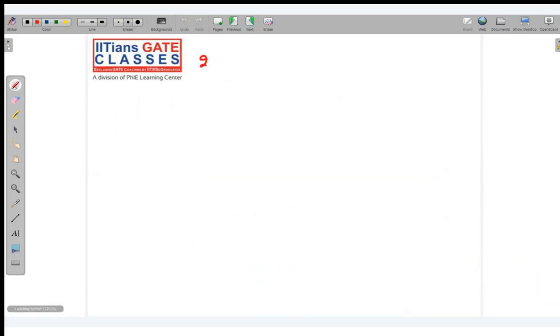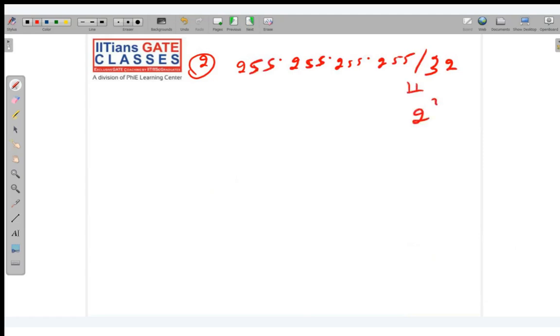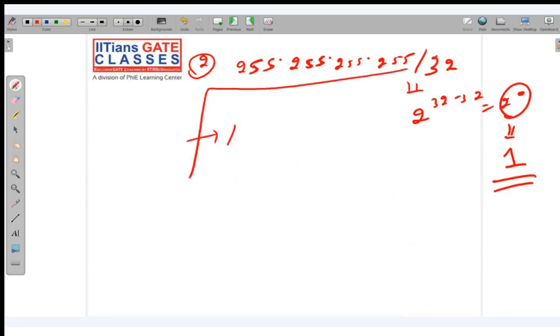The next IP address is 255.255.255.255/32. Again, only one IP address. How many IP addresses are in this block? 2 power 32 minus 2 power 32, that is 2 power 0. That means only one IP address is there in this block. Now why is this used? First of all, this is known as the limited broadcast address.